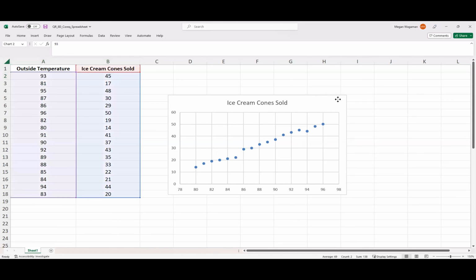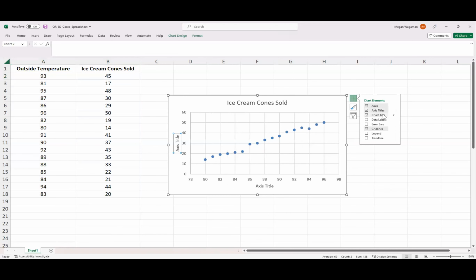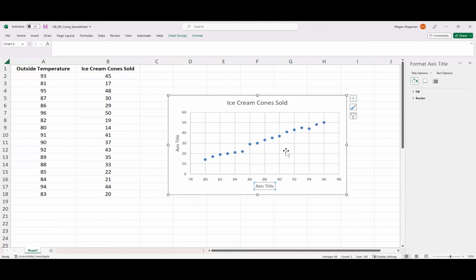One thing I think is very helpful to do on here is to label what the axes are. If somebody didn't know exactly what was going on here, they could look and get a quicker picture. I clicked on this plus sign, then checked off the axis title box, and these spaces appeared down here for me to type. So this is the temperature. Just to be a little more specific, maybe I'll call it degrees Fahrenheit. On the other side, we're looking at the number of ice cream cones sold. So I double clicked on that box and I'm going to type my label here, number of ice cream cones sold.